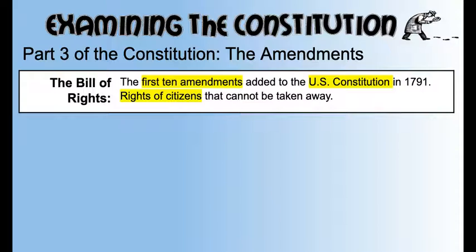The second important vocabulary that you see on your packet is the Bill of Rights. That's where most of our focus is going to lie. The Bill of Rights, those are the first 10 amendments added to the U.S. Constitution in 1791. These are the rights of citizens that cannot be taken away. Note that there's a few things to highlight there.